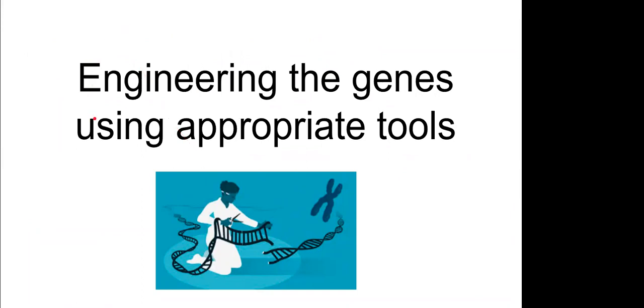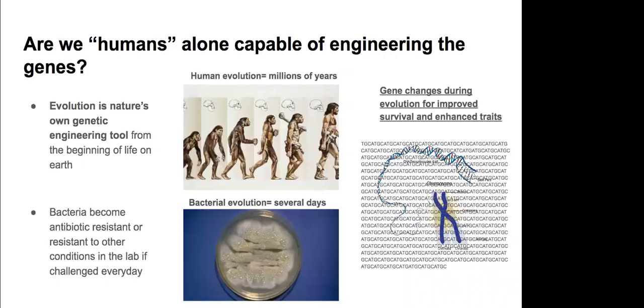So we are going to be talking about engineering the genes using appropriate tools. And CRISPR is just a tool. But even before CRISPRs, and we humans engineered these CRISPRs, there is engineering of genes happening in nature. So my question is, are we humans alone capable of engineering the genes?